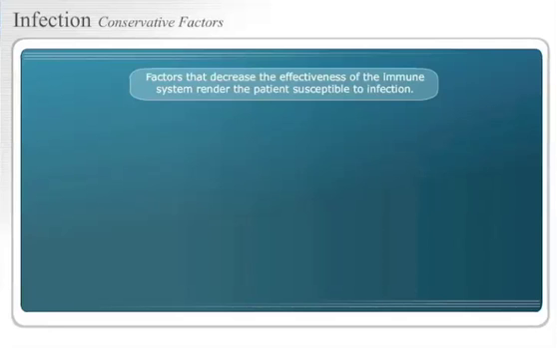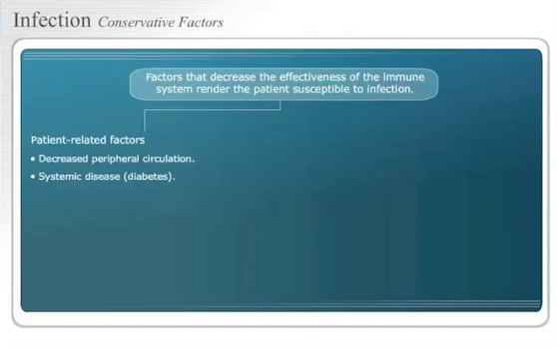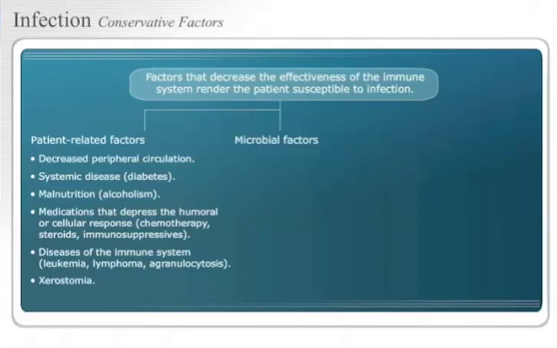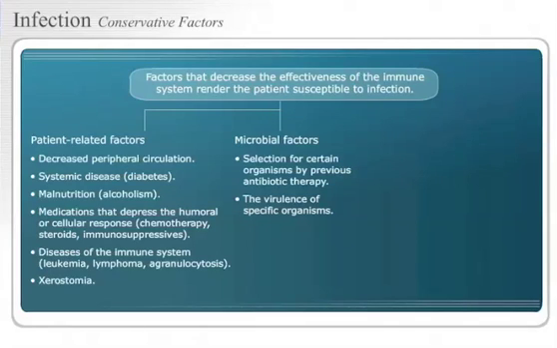Some of the factors that decrease the effectiveness of the immune system are factors related to the patient, such as decreased peripheral circulation, systemic disease such as diabetes, malnutrition as in the case of alcoholism, medications that depress the humoral or cellular response, for example, chemotherapy, steroids, or immunosuppressives, diseases of the immune system such as leukemia, lymphoma, or agranulocytosis, and xerostomia. Microbial factors include selection for certain organisms by previous antibiotic therapy and the virulence of specific organisms.